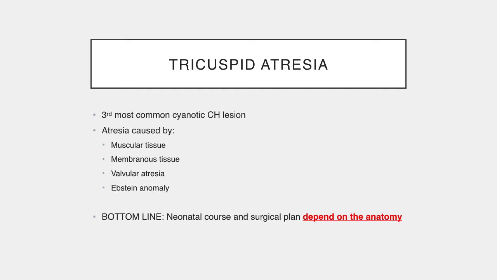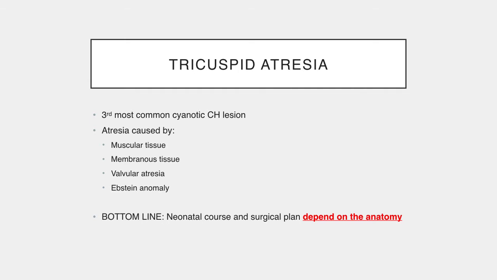Remember the difference between atresia and stenosis. That's really important here. Atresia means no flow. Stenosis means severely limited flow. Tricuspid atresia is complete absence of flow from the RA to the RV due to, as the name suggests, atresia across the tricuspid valve. That can be embryologically from a few different scenarios.